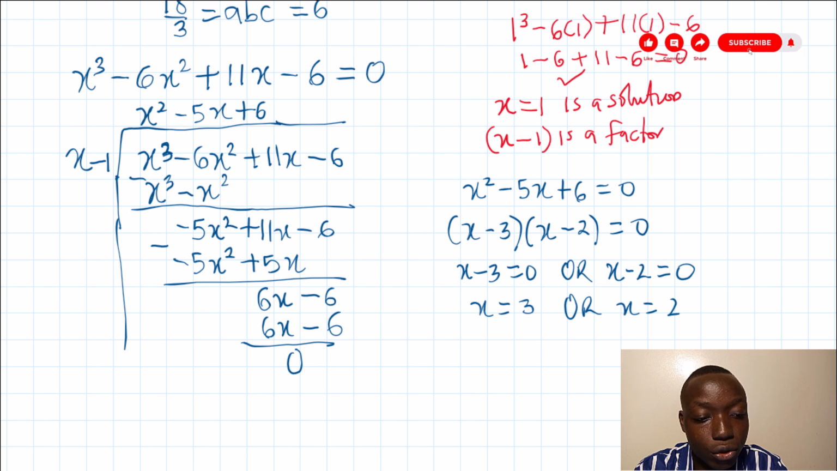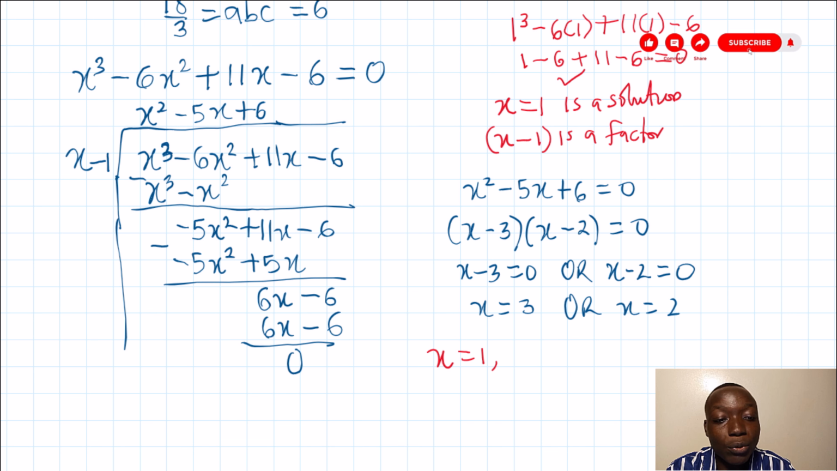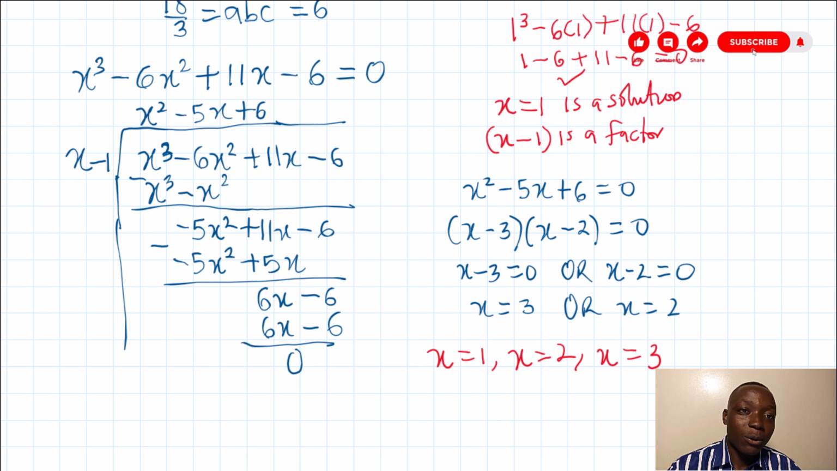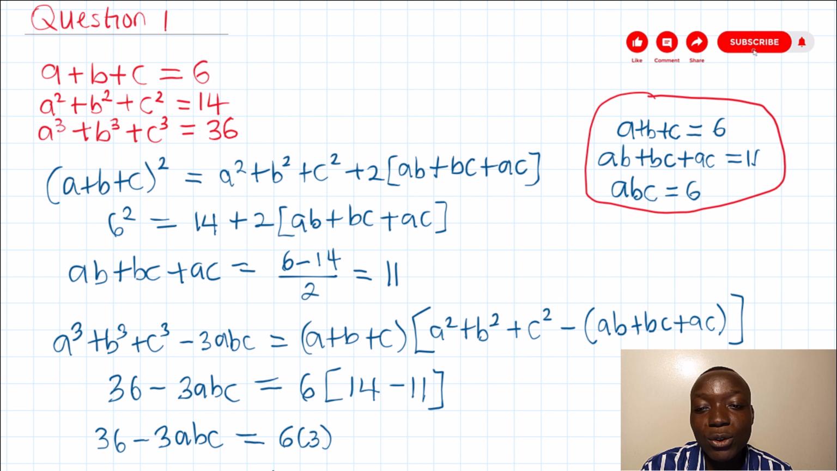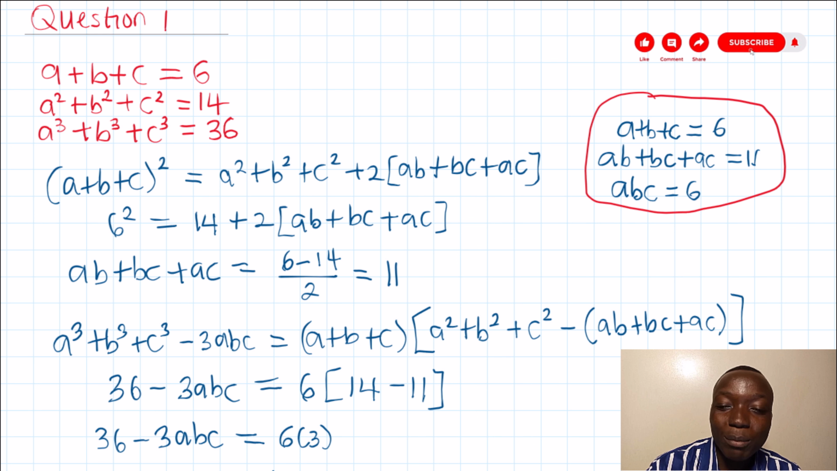So at the end of the day, in summary, the solutions to this system of equations are x equals 1, which we got before using the factor theorem, x equals 2, and x equals 3. Now, it doesn't matter which one goes to a, b, or c because the equation is symmetric. So you can actually assign any of them to any of the letters a, b, and c, and you still get the same answer.